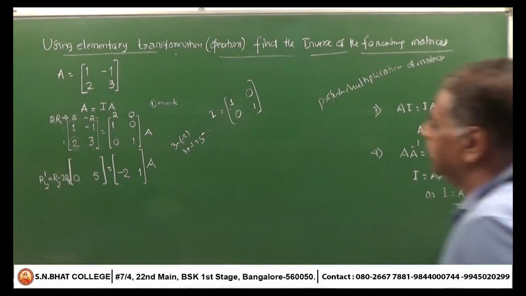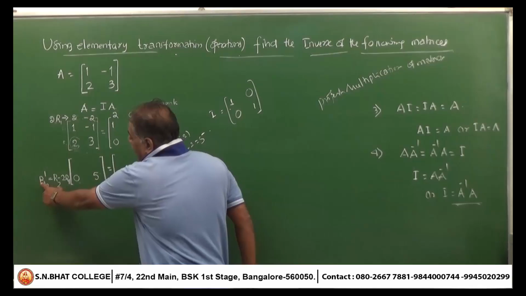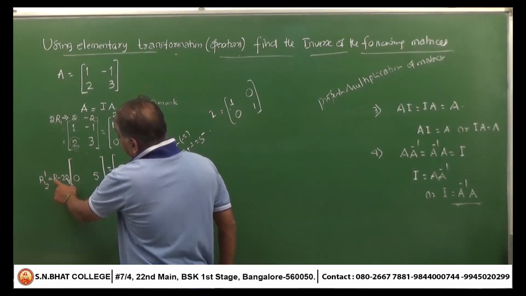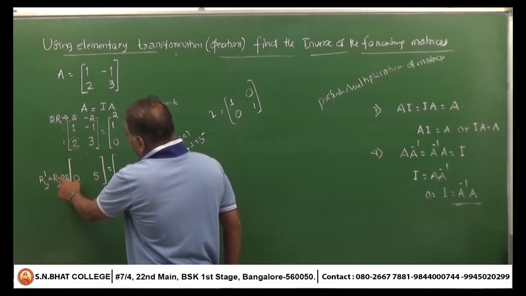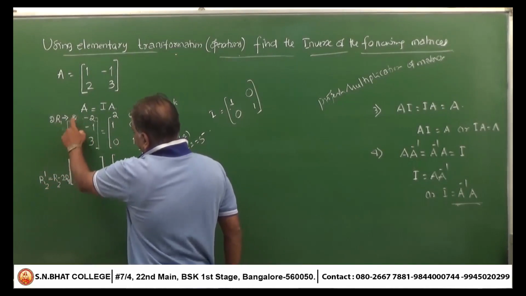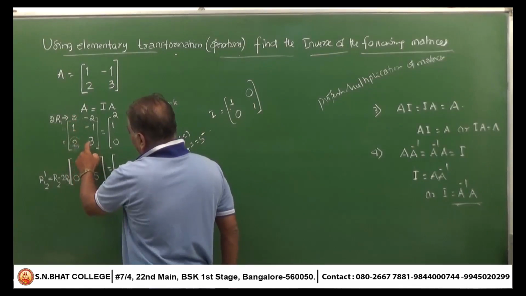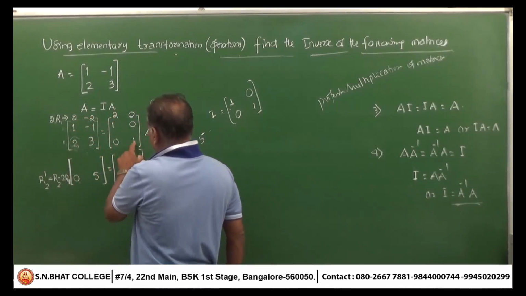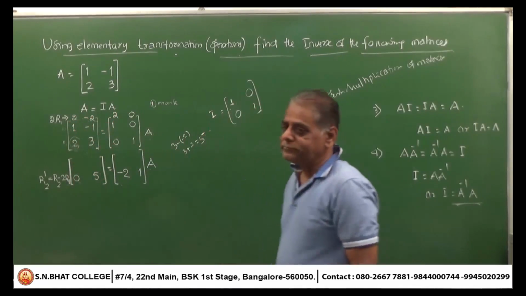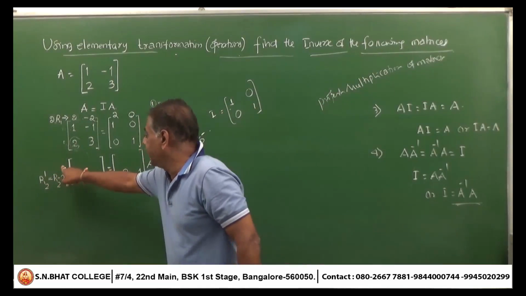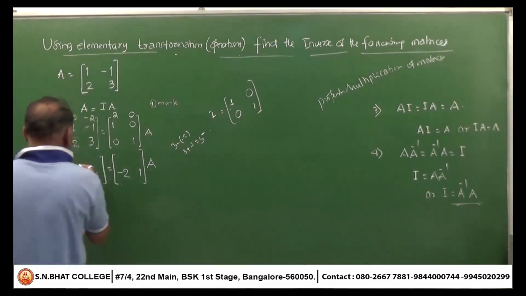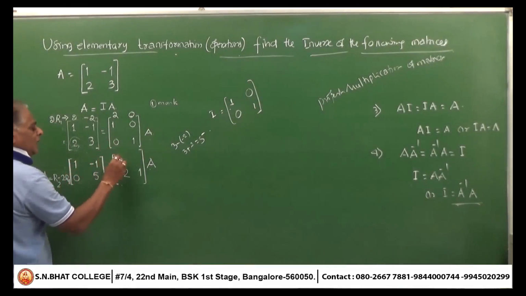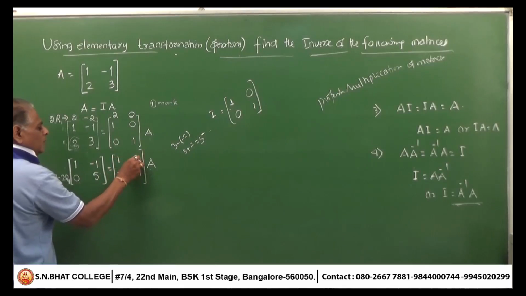See, in this step, I changed only R2. R2 dash means the new second row in the next step. R2 dash is R2 minus 2R1. This minus this: 2 minus 2 is 0, 3 minus of minus 2 is plus 5, 0 minus 2 is minus 2, 1 minus 0 is 1. Here I have not touched R1. In this step, write R1 as it is: 1, minus 1, 1, 0.